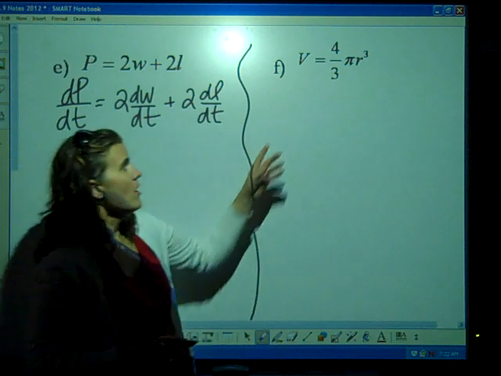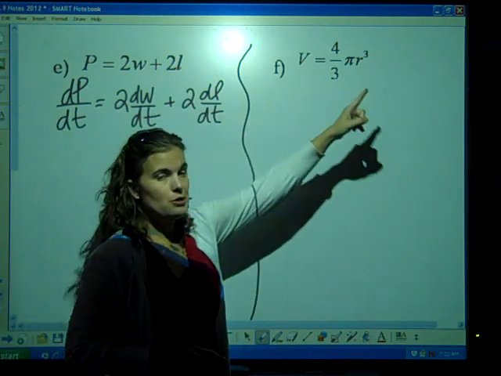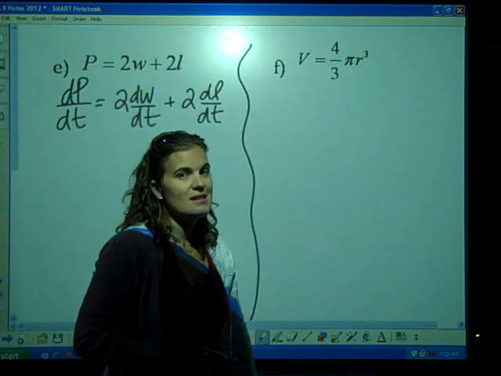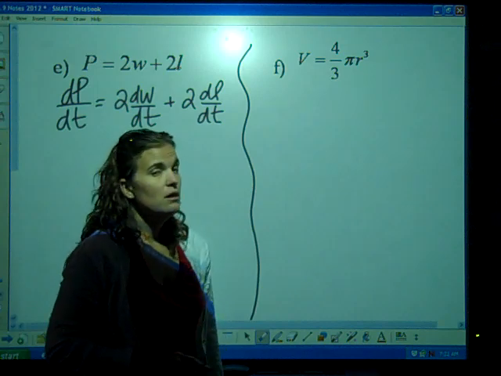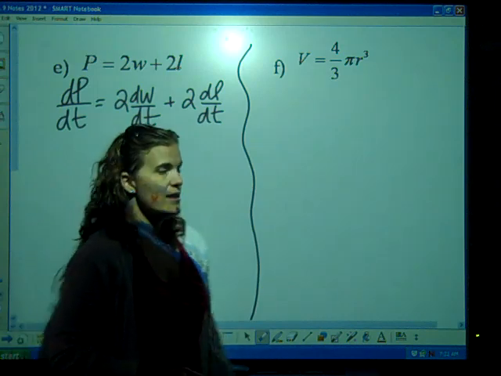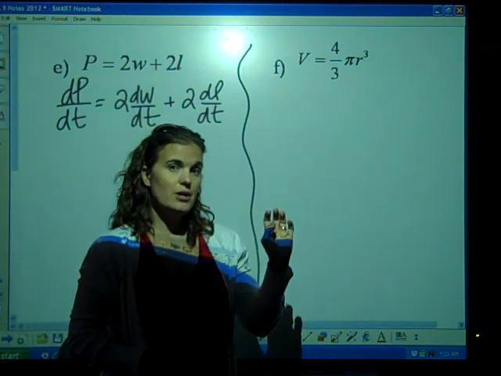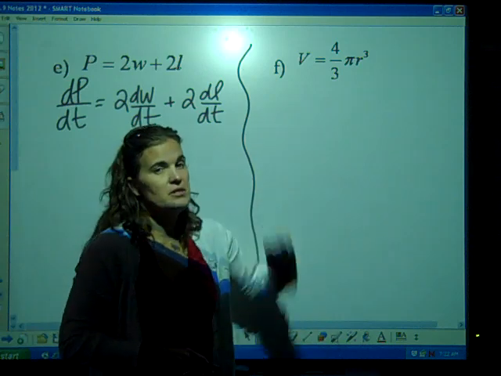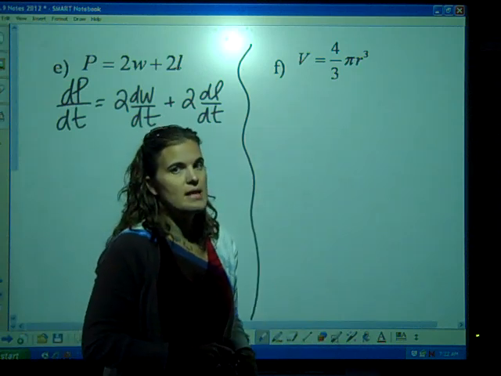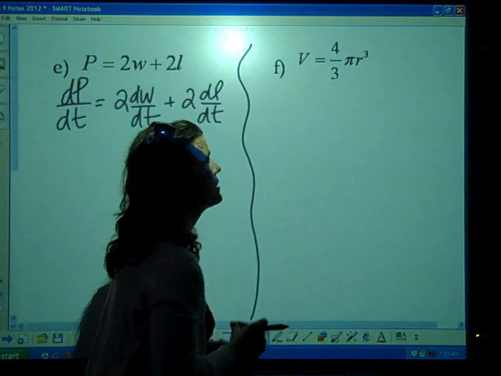And letter F, volume equals 4/3 pi r cubed. Hopefully you recognize that as the volume of a sphere. I actually have seen that on the AP test, and they will provide it for you. Note, the volume of the sphere is, and they'll give it to you, but you may want to memorize that along with your other basic formulas.